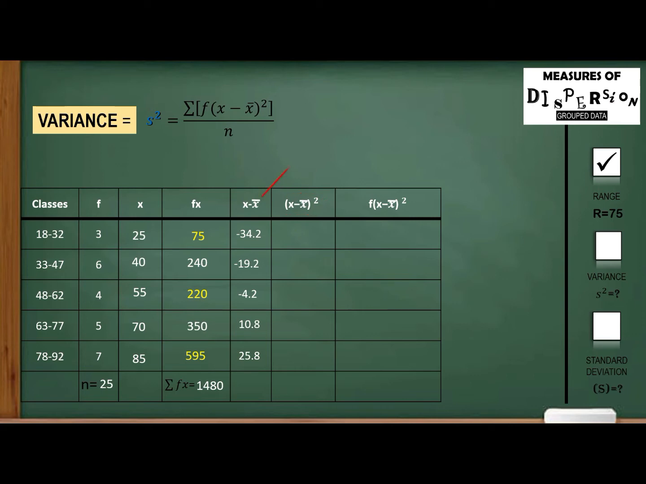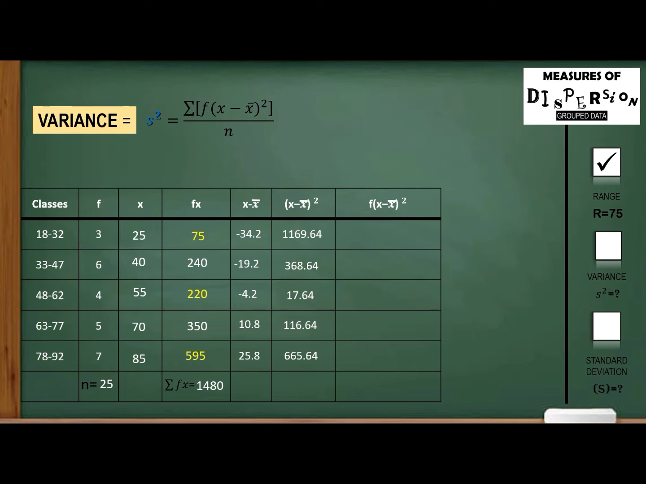After solving all the values of x minus x bar, we will now square them all. So, negative 34.2 squared is 1169.64. Negative 19.2 squared is 368.64. Negative 4.2 squared is 17.64. 10.8 squared is 116.64 and 25.8 squared is 665.64.